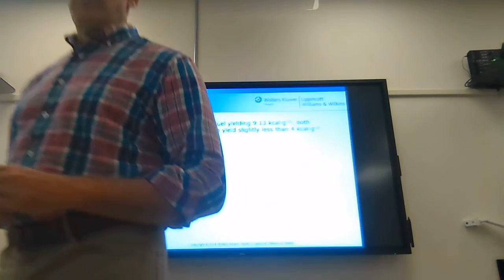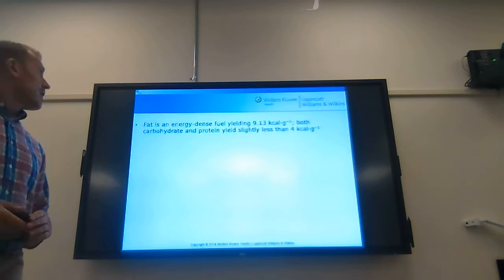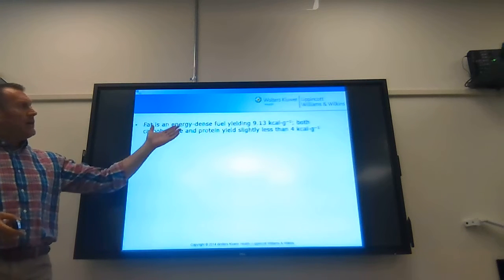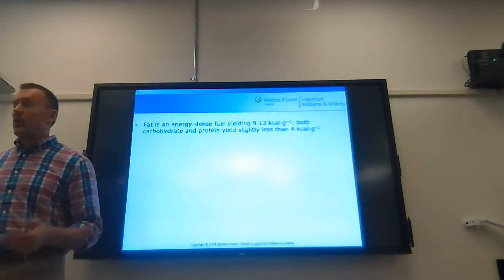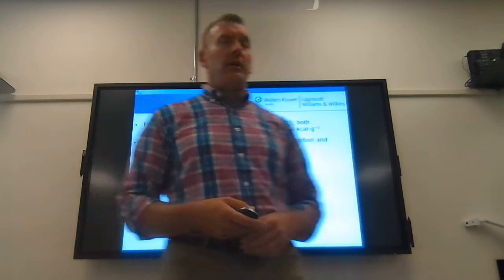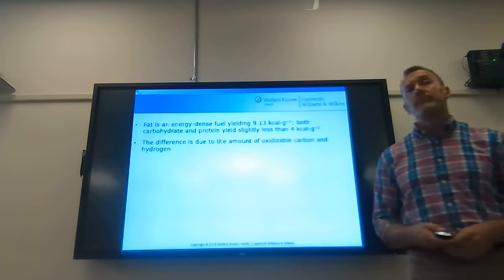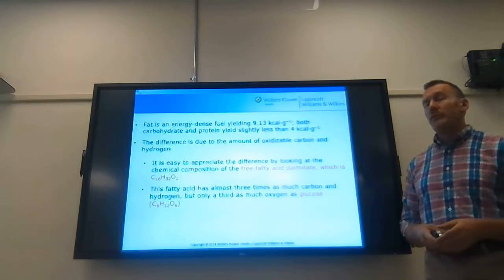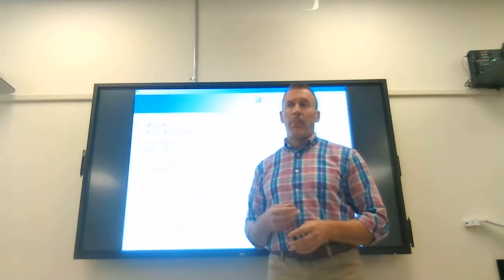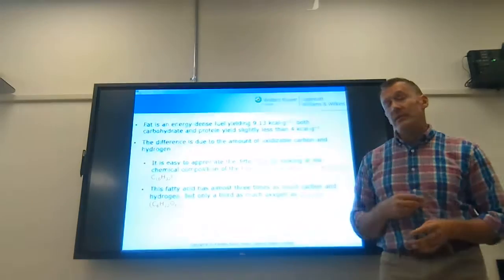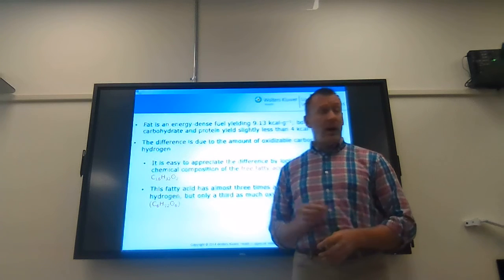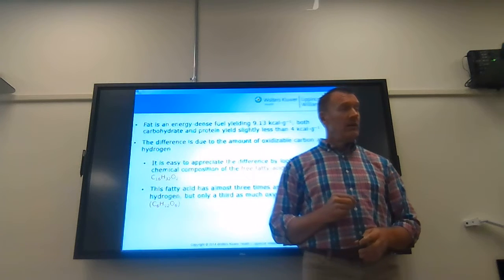So we know fat provides more energy per gram. It's energy dense, 9.31 calories per gram. Carbohydrate and protein are slightly less at about 4. The difference has to do with the amount of carbon and hydrogen. Okay, so take this as an example. This is the chemical formula for one molecule of palmitic acid. So you can see 16 carbons versus 6 with glucose, 32 hydrogens versus 12 with glucose.